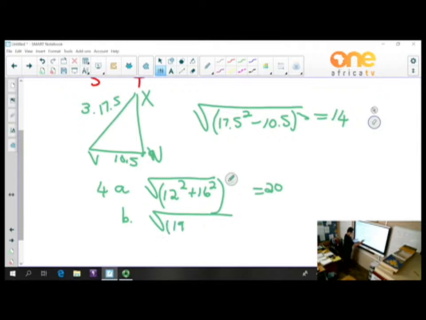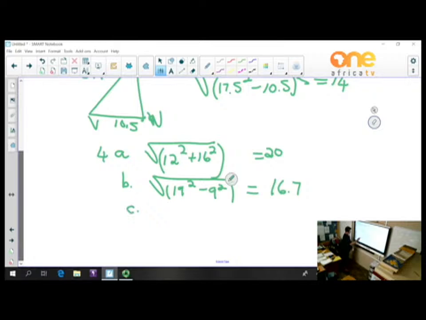The next one, number b, now I'm going to subtract because I want the other side. So it will be 19 squared minus 9 squared. So it's the square root of 19 squared minus 9 squared, close, is equal to, and I have 16.3. Remember, we round off to 3 significant figures. The sides are to 3 significant figures.